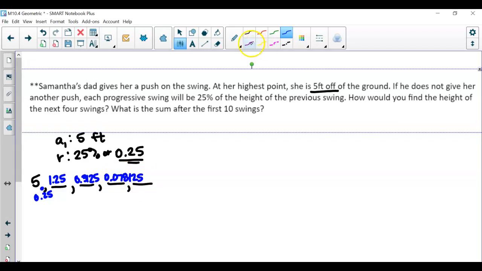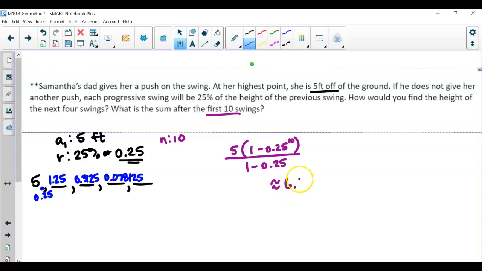But if you wanted to also know what is the sum of the first 10, that means n is 10 in this case. So if you wanted to find the sum, this is here 5, because the initial was 5. So 5 times 1 minus 0.25 being raised to the 10th power, then divide that by 1 minus 0.25. And here you get that the sum is approximately 6.67 feet.